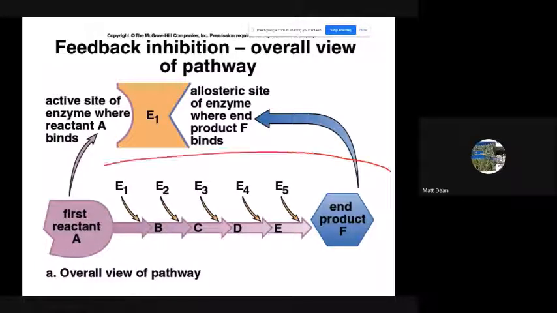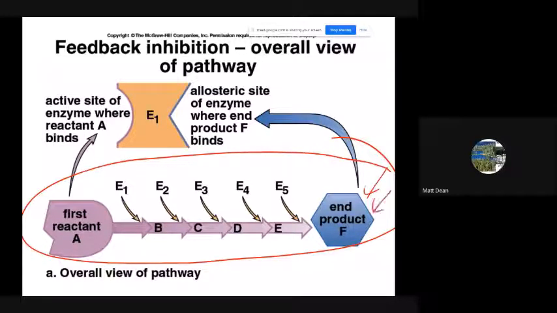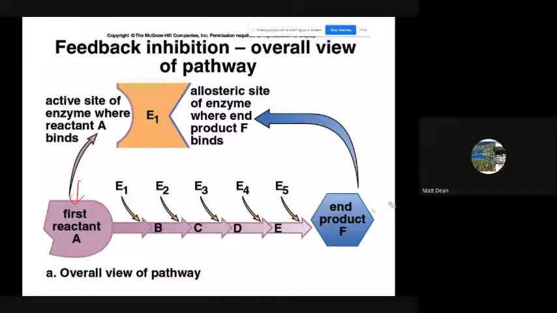So here's a metabolic pathway. And what the cell is trying to make is substance F. This metabolic pathway starts with reactant A and is designed to make F. Here's the thing though. Eventually, the cell has enough of F. It doesn't need to keep making it all the time. It should make enough and then stop making it until some of it's used up. And when it gets low on F, it should start back the process of making more. This is a way that your body conserves its resources.